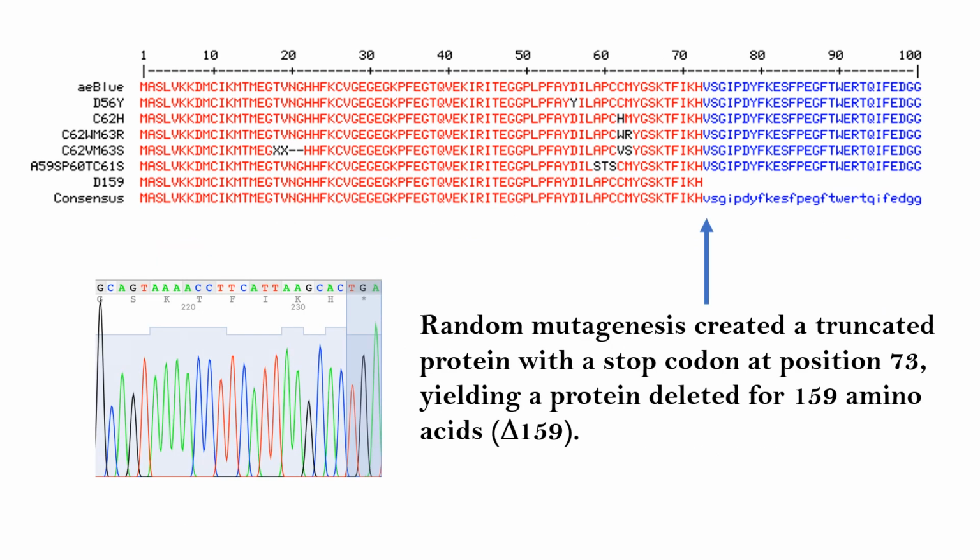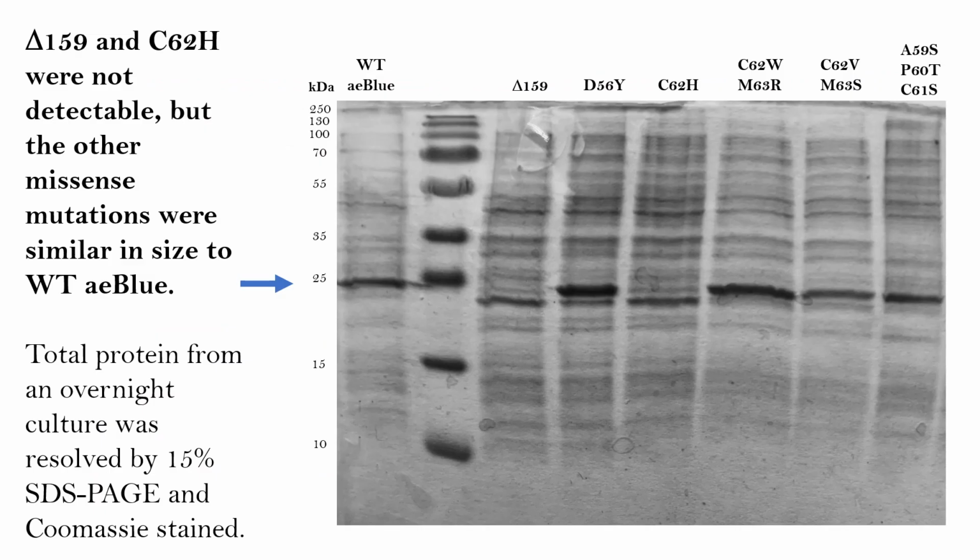Our random mutagenesis, delta 159, had a nonsense mutation, which left it with 159 amino acids. This one also lost color. When we analyzed the proteins using SDS-PAGE, we observed that other than delta 159 and C62H, all the other missense mutations had the same size as that of the wild type. Delta 159 and C62H, however, were not detectable.